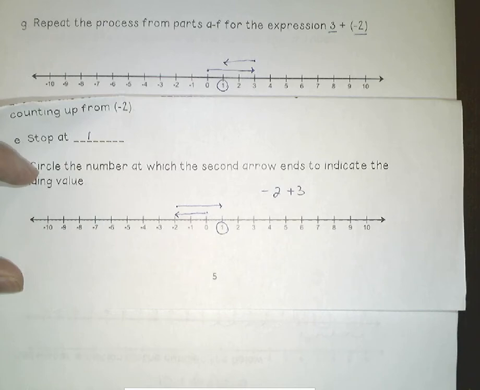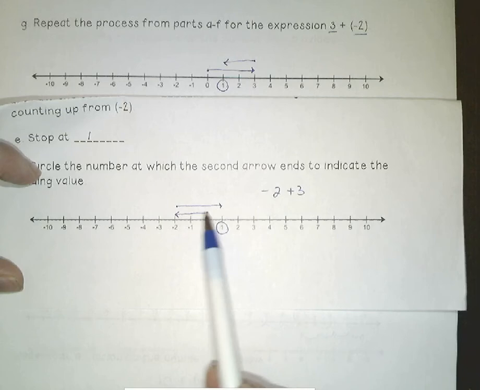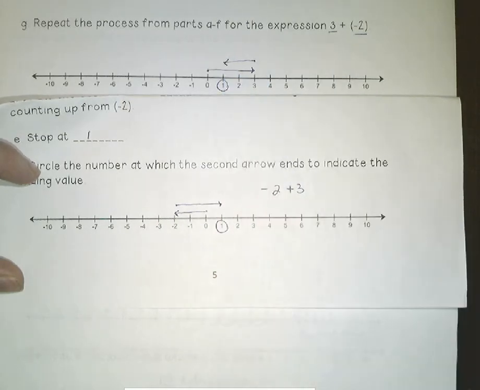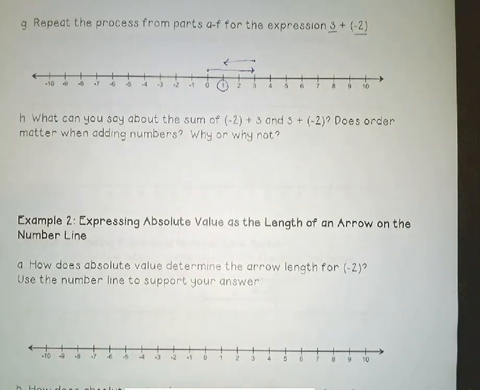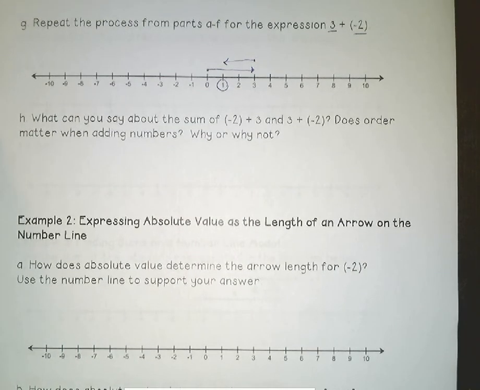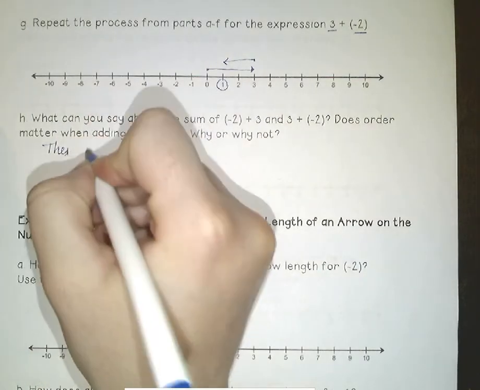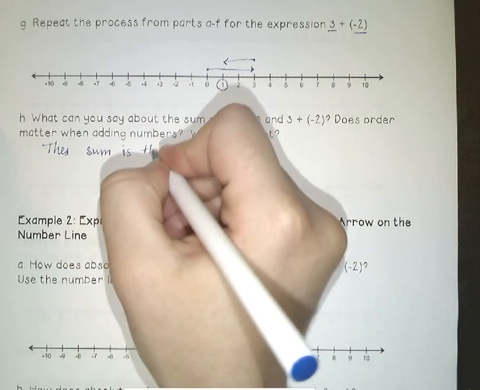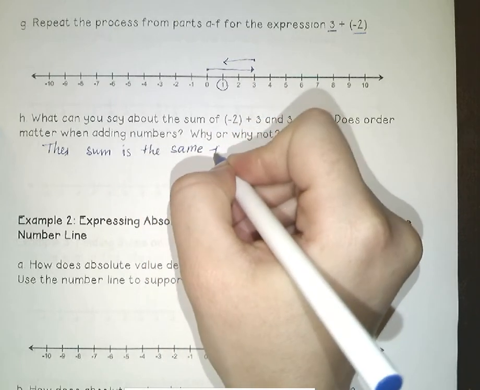What is their difference? Difference is that we have switched the numbers around and our arrows are pointing to different places, but initially we are getting the same answer, right? We're just switching the numbers. Okay, so what can you say about the sum of negative 2 plus 3 and 3 plus negative 2? The sum is the same. We have the sum is 1.